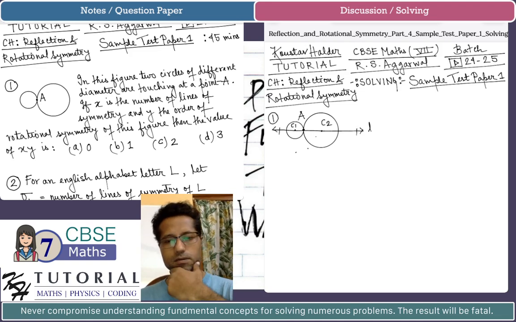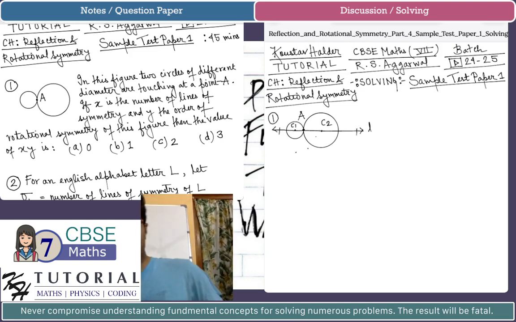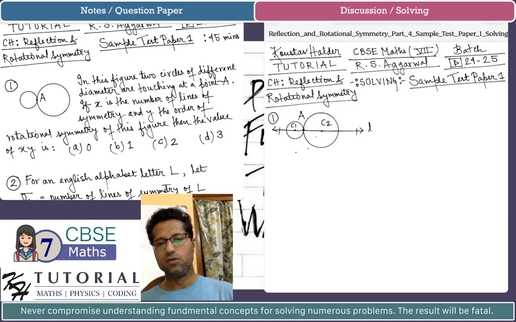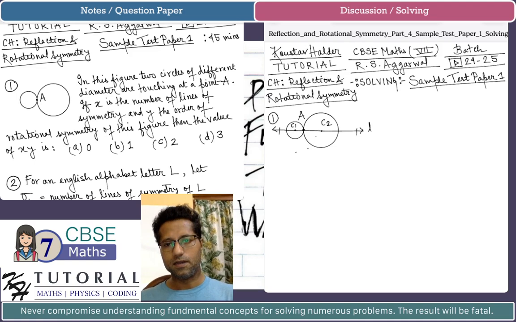Now if you can visualize properly, this line that is joining the two centers will also be passing through the point A. So this line definitely will divide the entire figure into two equal halves, and those two equal halves will be identical, because above this line we have two semicircles. That is one semicircle of the smaller circle and another semicircle of the bigger circle.